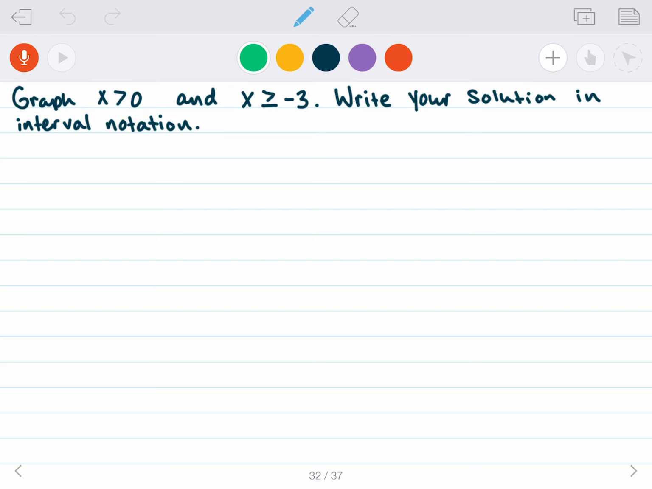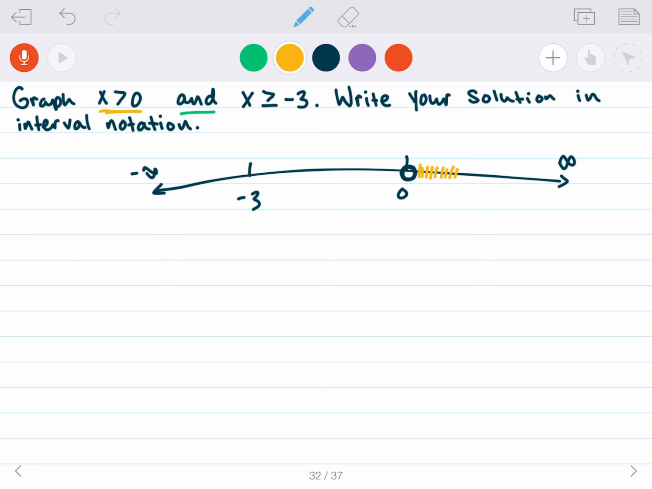Okay, let's do another example. So we have x is greater than 0, and at the same time, x has to be bigger than or equal to negative 3. So I'm going to start by drawing my number line. Here's negative infinity, here's positive infinity, here is negative 3, and here's 0. So for the first one, I'll do it in yellow. x is bigger than 0, but I'm going to draw an open dot at 0 to make sure that I don't shade over it to say 0's in that set. So no yellow over there, but everything bigger than 0 gets some yellow. Okay, so that's my first set.